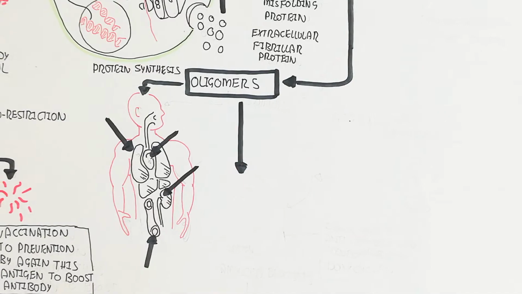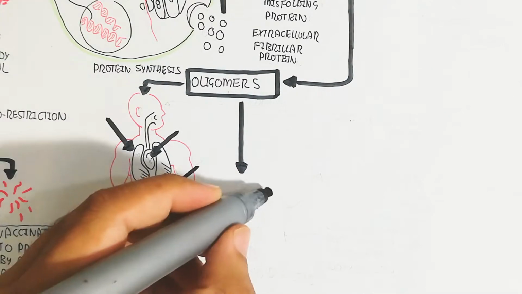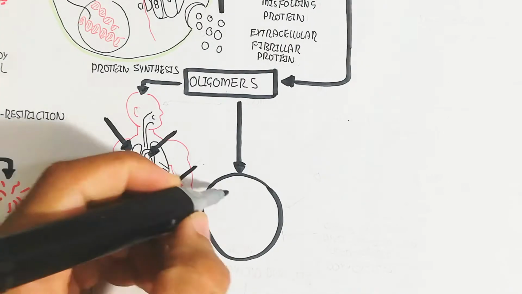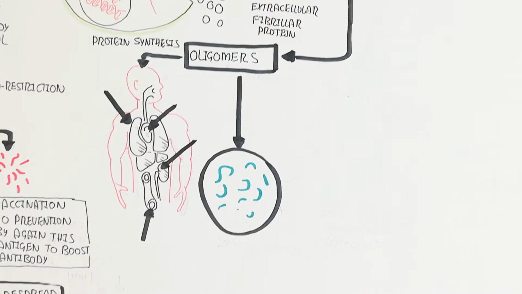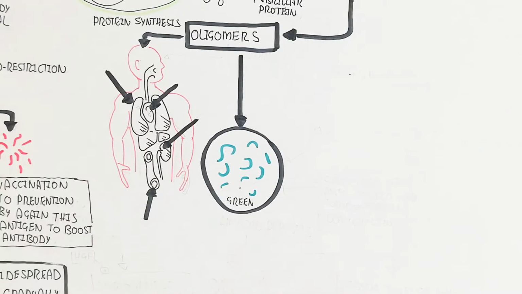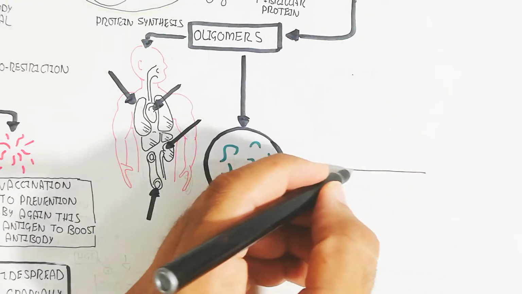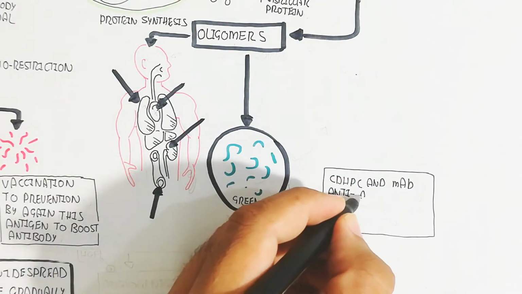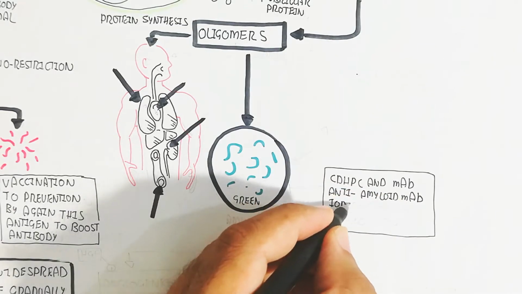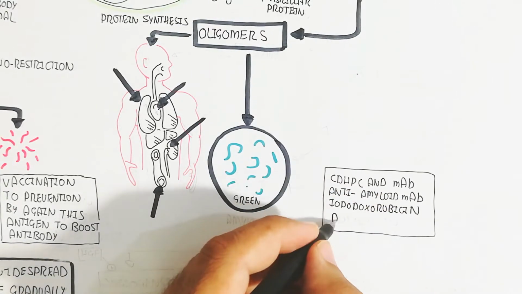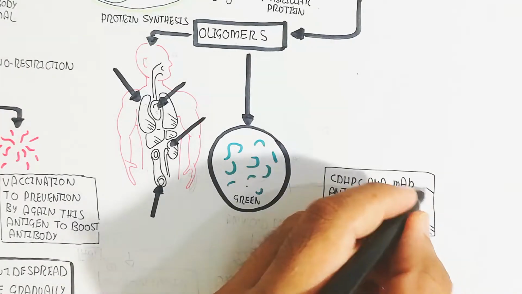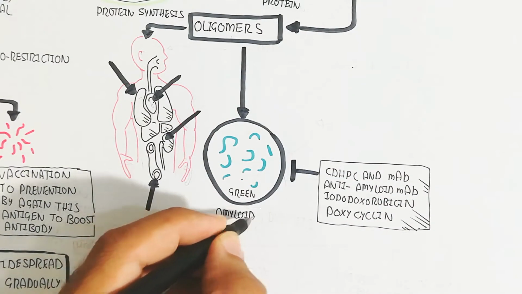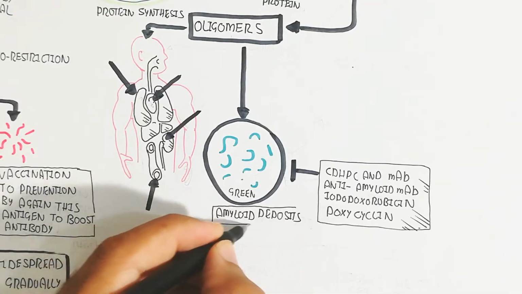to cause dysfunction. But here you can see the green color showing the amyloid deposit. This amyloid deposit is green in color, so that is why it is known as amyloid. And these amyloid deposits are targeted by CDHPC and MAB, anti-amyloid MAB, isodoxorubicin, and doxycycline, which will inhibit this green-colored amyloid deposit.